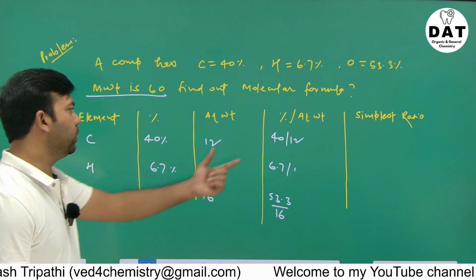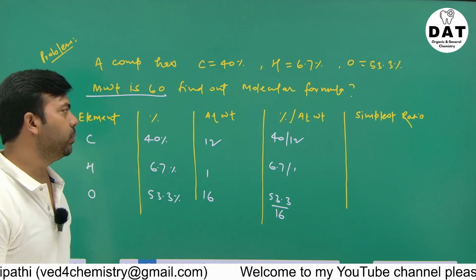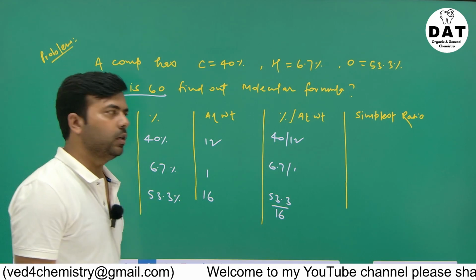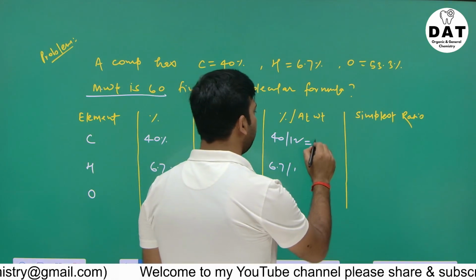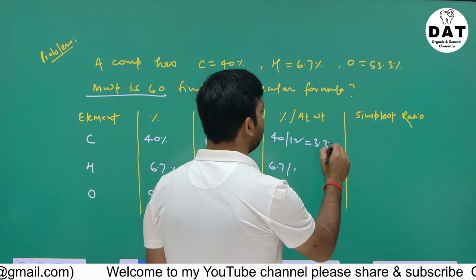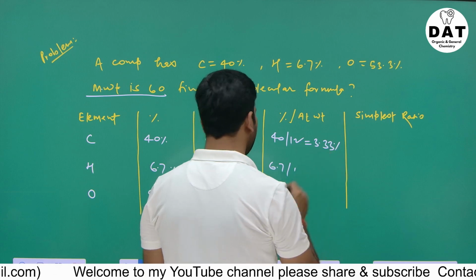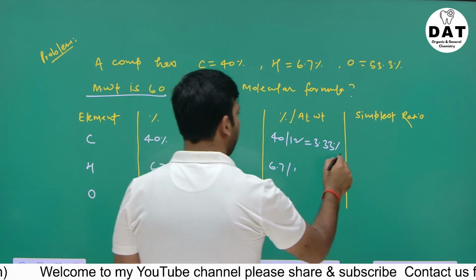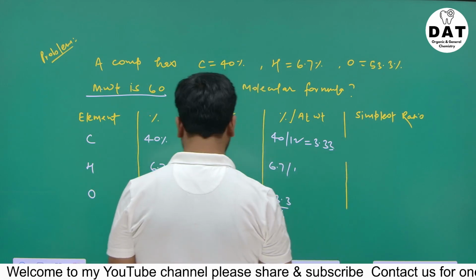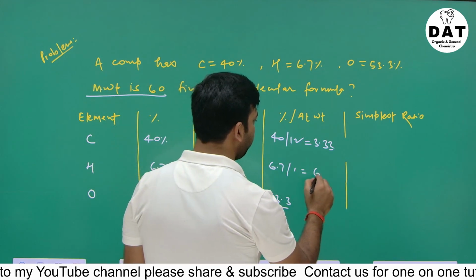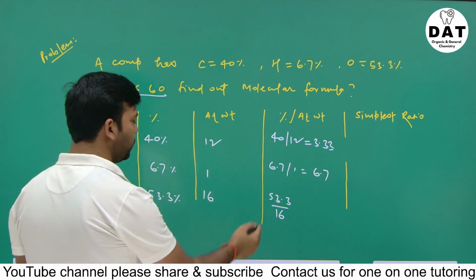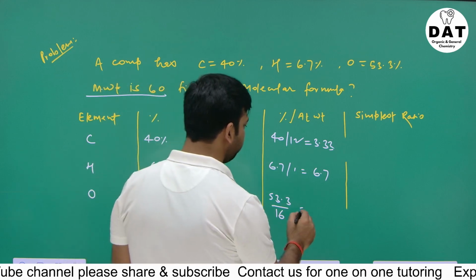So if you solve this, 40 divided by 12, how much should it be? I think it's 3.33 somewhere. You can calculate. Suppose this is approximately 3.33. I am just assuming, suppose the value is 3.33. And this is 6.7. And I think this is also 3.33.